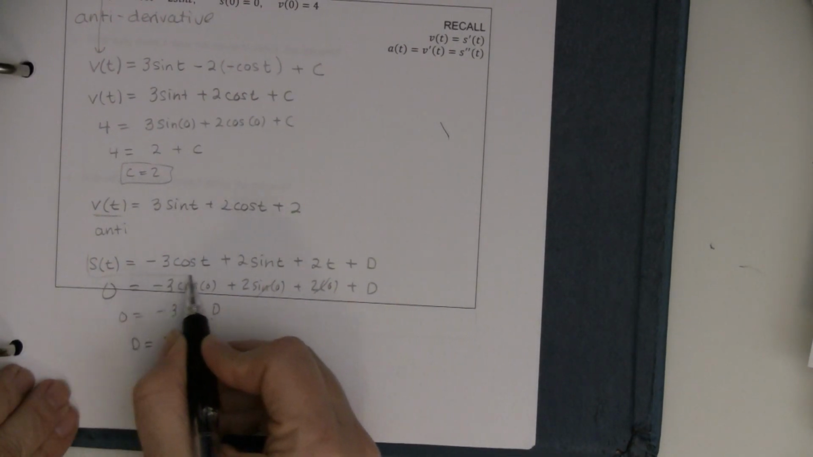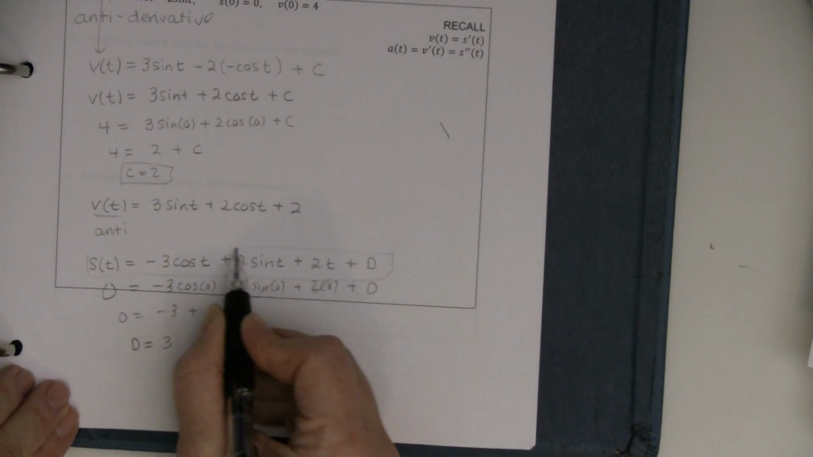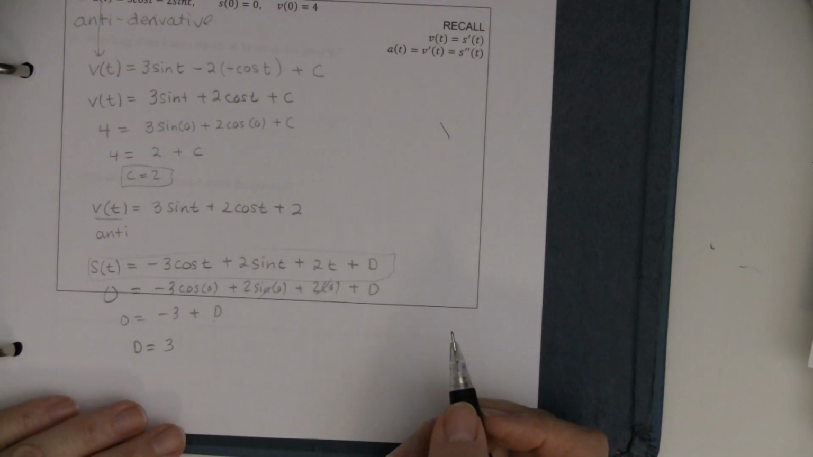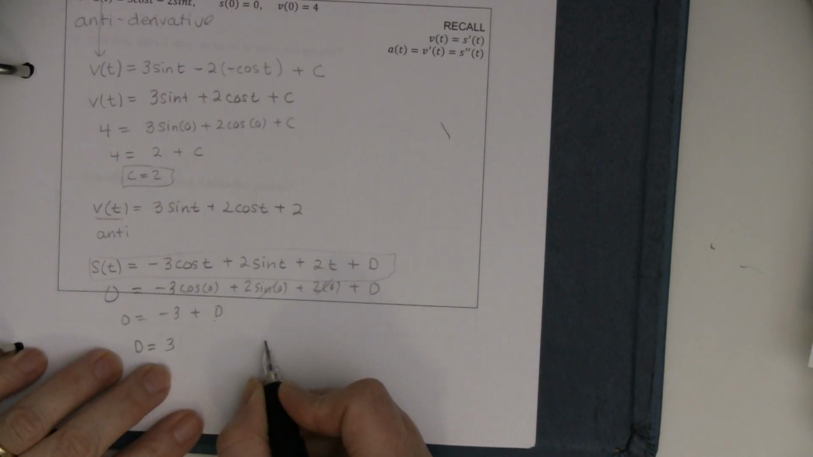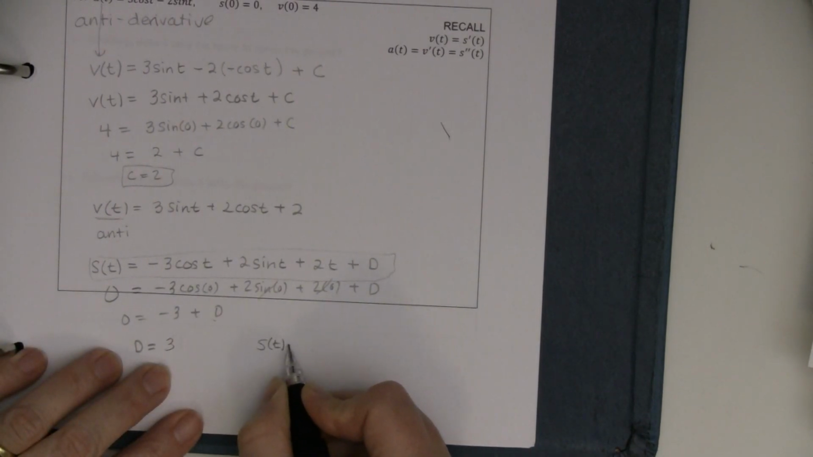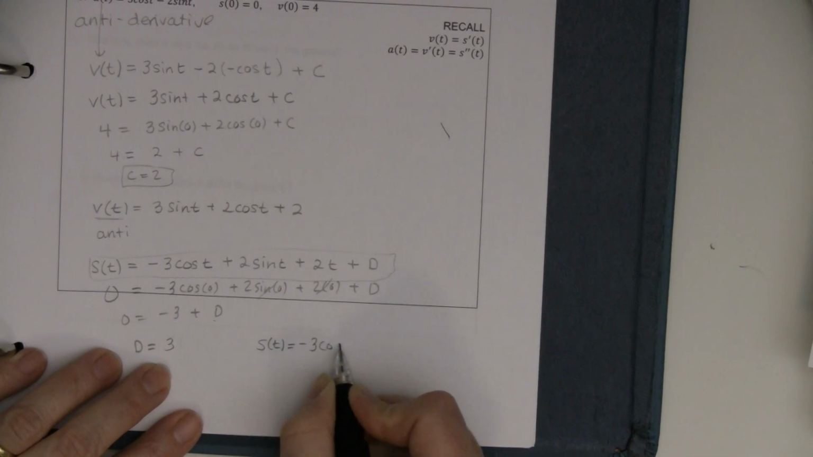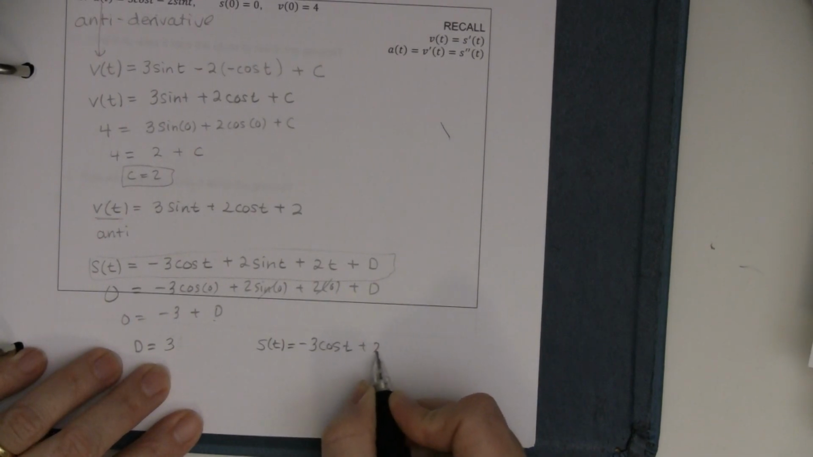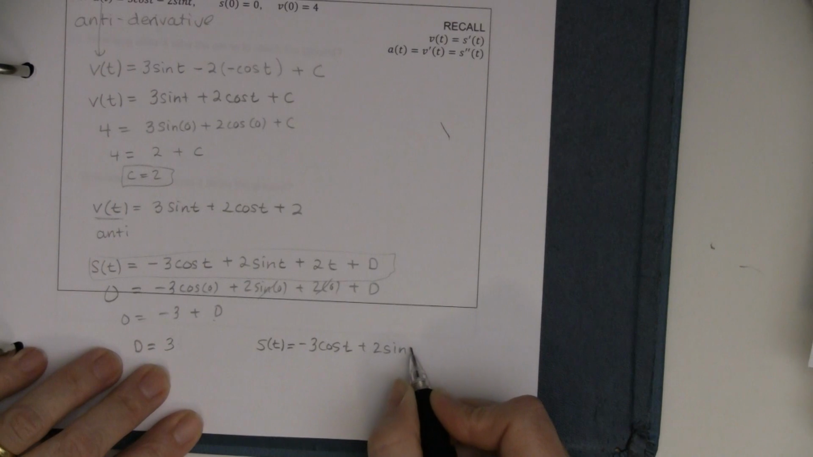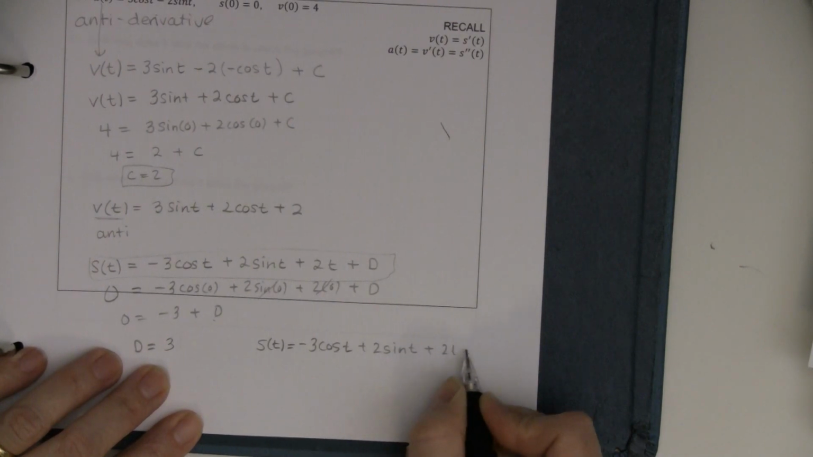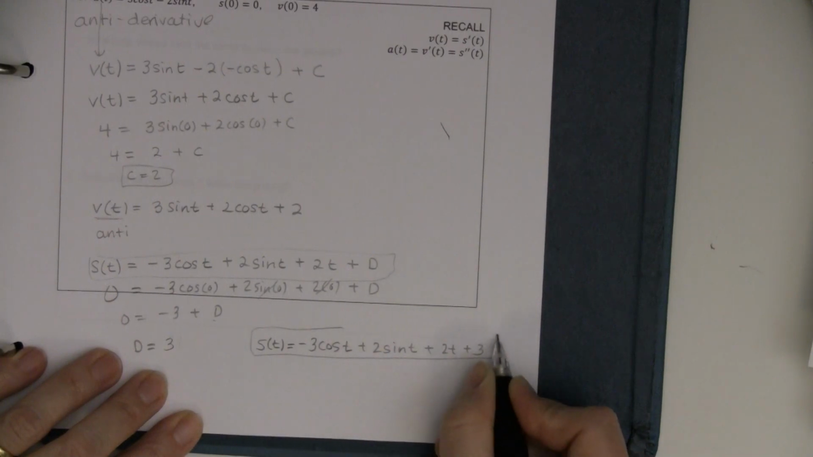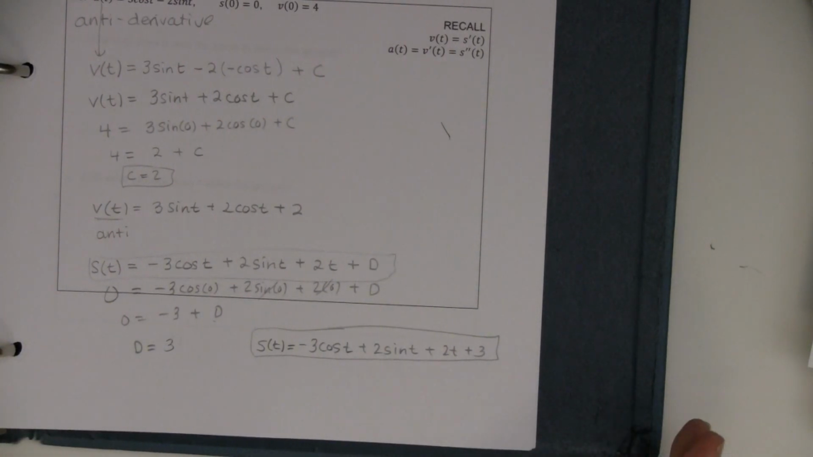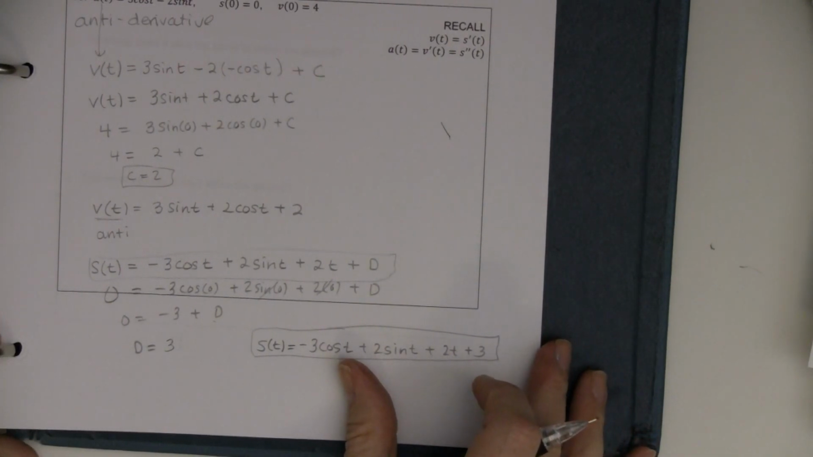Now we're ready to say what our answer is. So here's our answer, with d equal to 3. We have s at t equals negative 3 cosine of t plus 2 times the sine of t plus 2t plus 3. And that's it. So we did number 56 and did a really nice job on it.